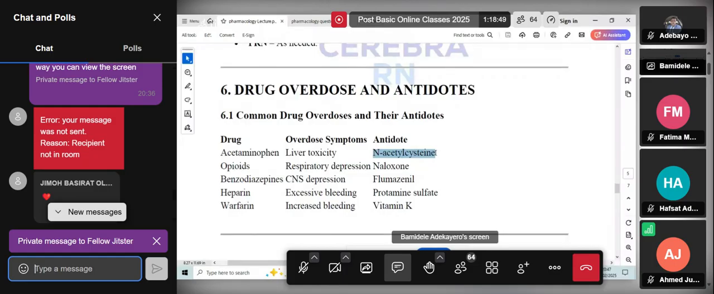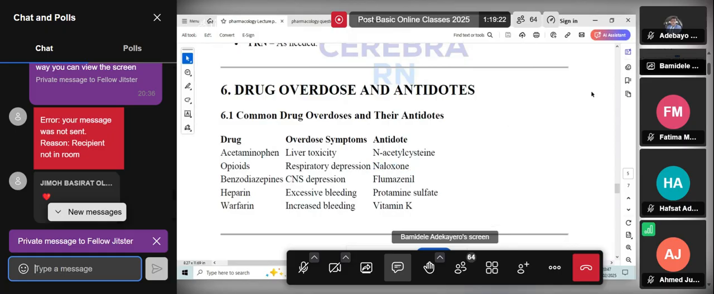Crash cart or crash trolley is a trolley that you have in emergencies. So make sure this antidote is there. For instance, a question may come in the form of, if you work in a rehab unit, which is where we take care of people that are drug addicts, and you notice that one of your patients has overdosed on drugs, you should be thinking of naloxone, which is the antidote.